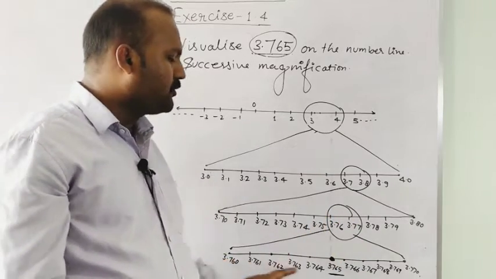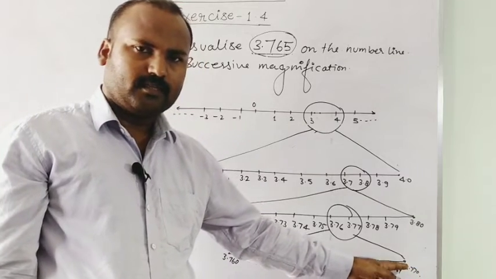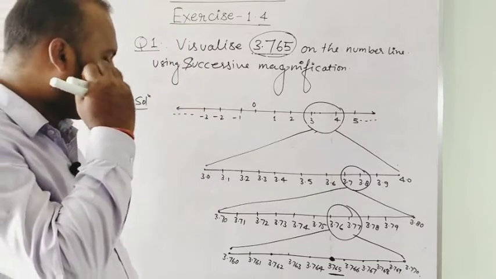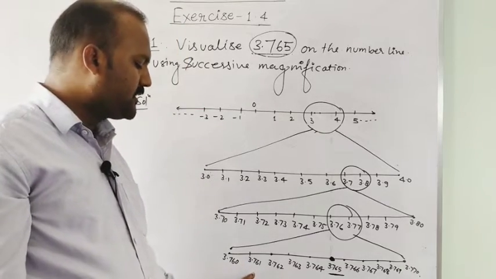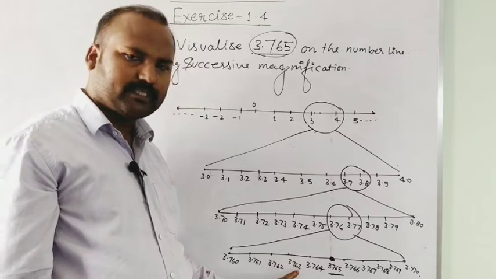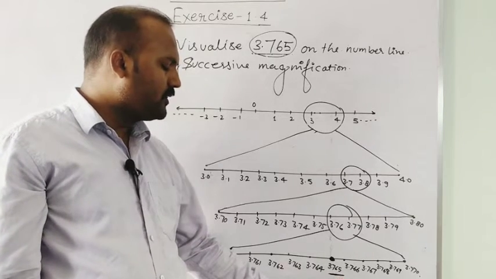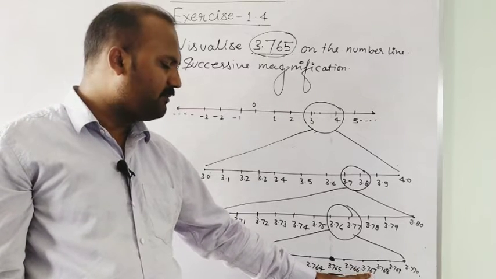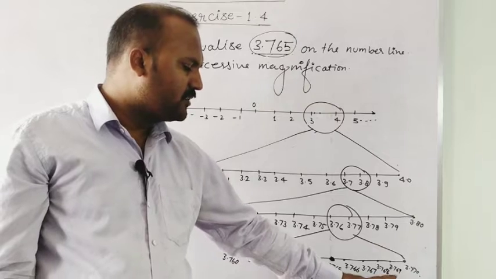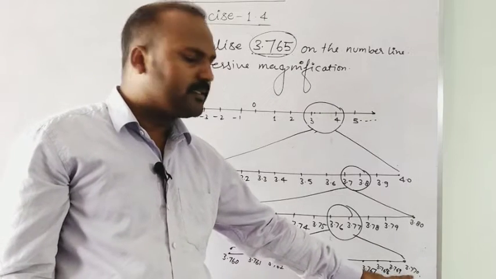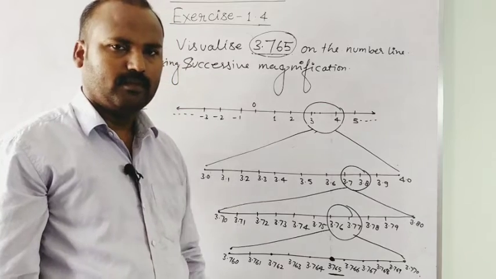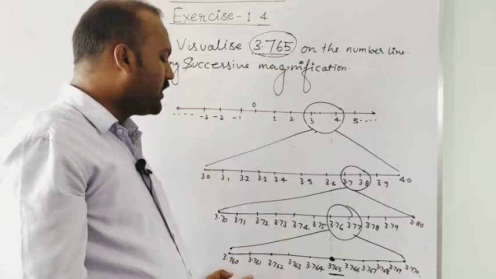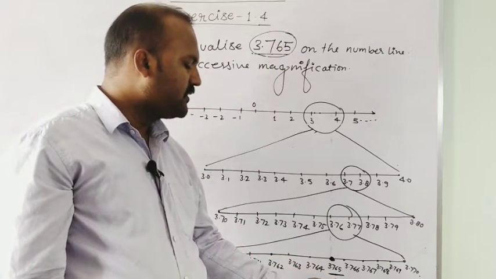To magnify, we draw another number line and divide it into 10 equal parts. After dividing, you will get the numbers 3.761, 3.762, 3.763, 3.764, 3.765, 3.766, 3.767, 3.768, 3.769, 3.770. Now see your number 3.765. On this number line you will get your number 3.765.